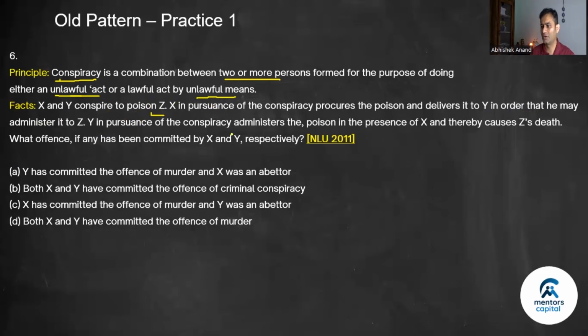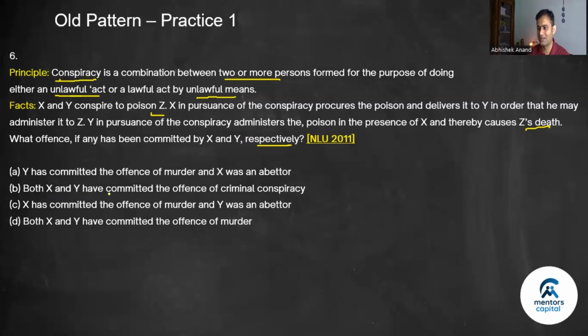Y, in pursuance of the conspiracy, administers the poison in the presence of X and thereby causes Z's death. What offense, if any, has been committed by X and Y respectively? Now, here is the trap, right? The principle had only told us about conspiracy, but murder has happened.